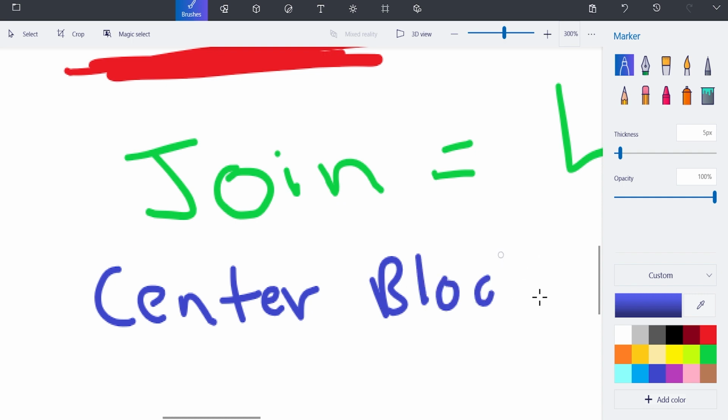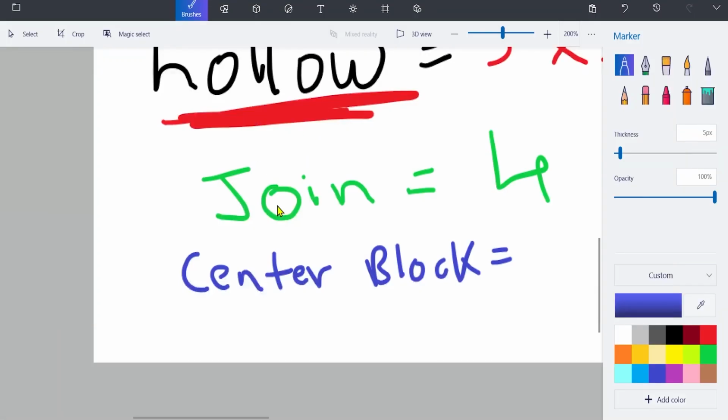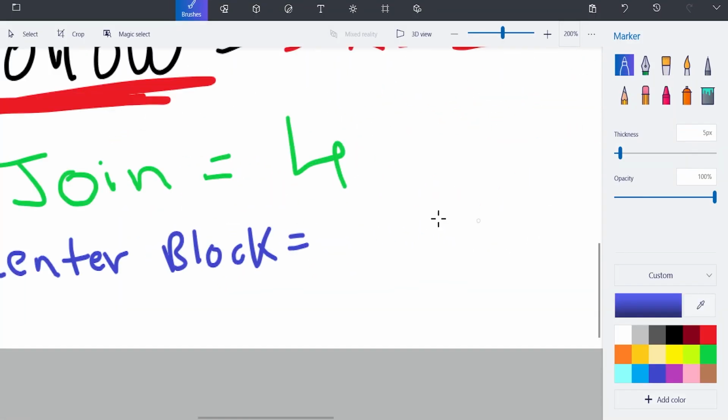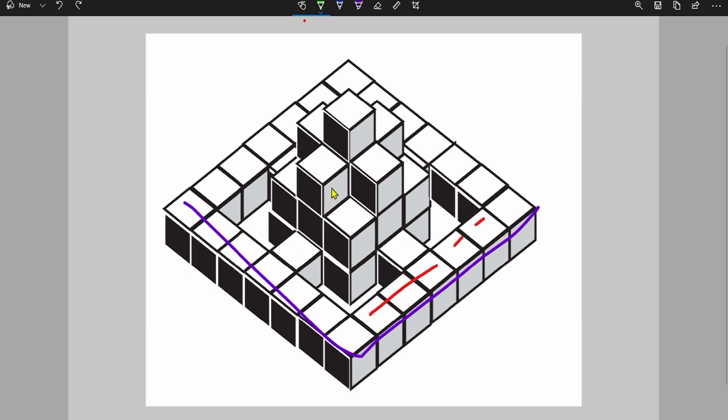So the center block is a total of, let's just get rid of those. So we have 1, 2, 3, 4, 5, 6, and this is basically 3 deep. So 6 threes are 18. So we have 6 into 3. Another way you could do this, you could say each one of these layers is basically 9. So 9 plus 9 is also 18. That's another way you could do it.